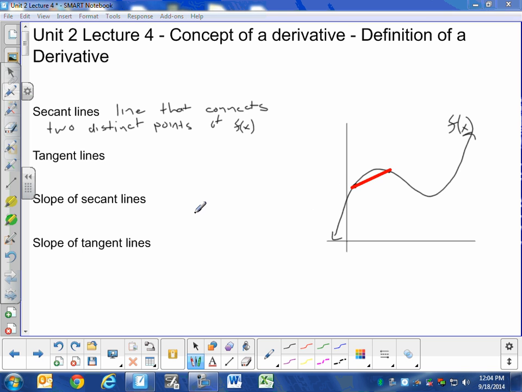We have tangent lines. It's tough to give a tangent line a formal definition. You don't want to say it just touches your function once, because that is not necessarily true. But you can say it just nicks your function at a point. It just barely touches your function at a point.